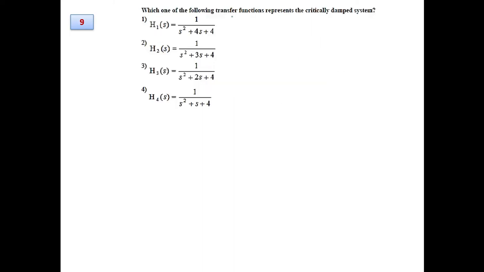Next question is, which one of the following transfer functions represents the critically damped system? Now we know that for a system to be critically damped, the delta of the system should be 1. Now we have to find the value of delta. So this will be s square plus 4s plus 4 equals 0.